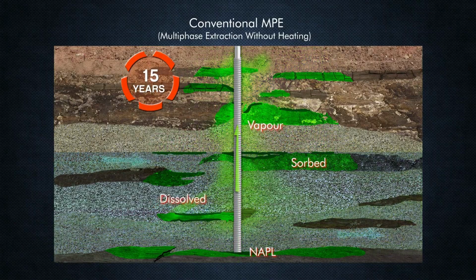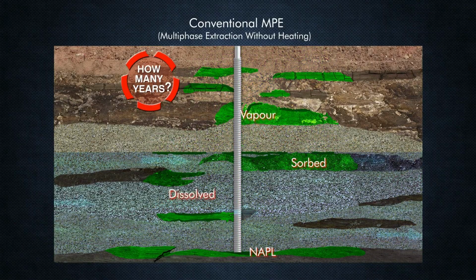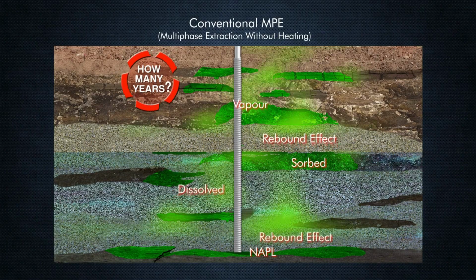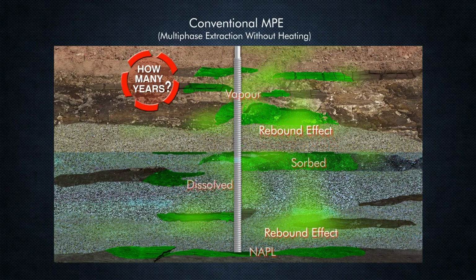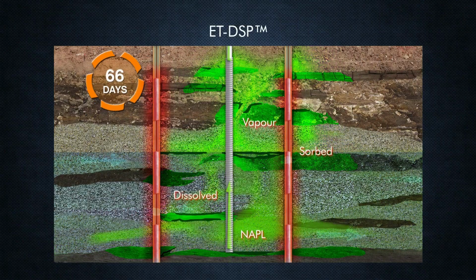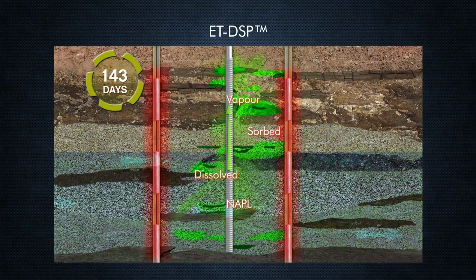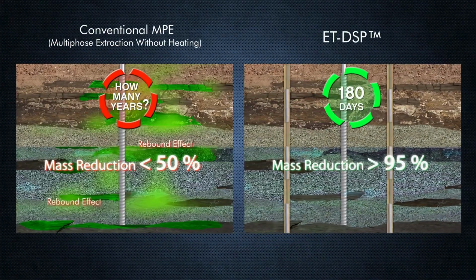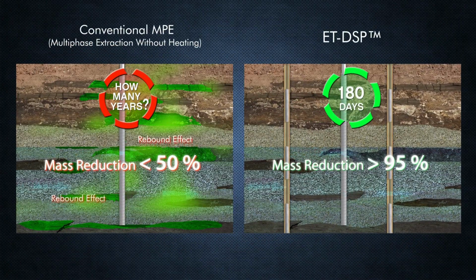Without the help of heat, we know that it can take years, decades or centuries to reduce the contaminant mass in the soil. We need heat to treat. Heat helps mobilize the chemicals in the vapor and liquid phases. And the heating technology of choice is ET DSP, the Electro-Thermal dynamic stripping process.